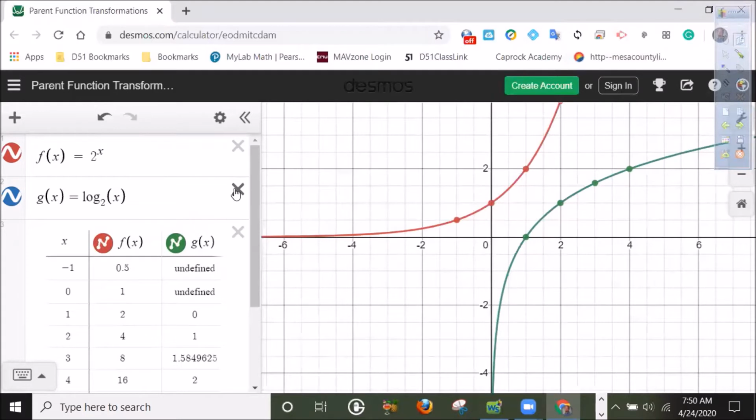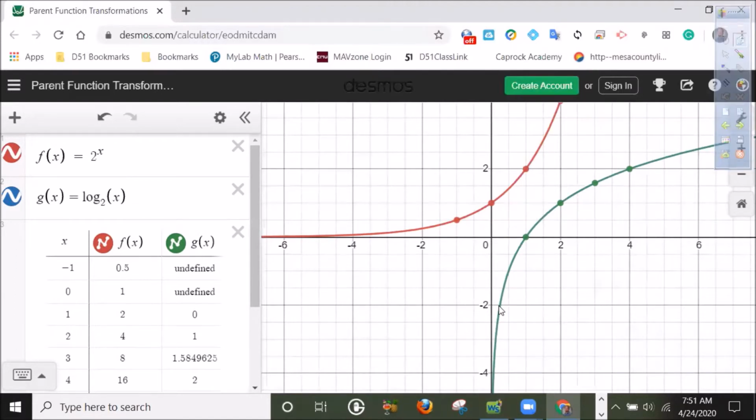In this illustration, f of x, the red graph, is an exponential function, 2 to the x. G of x, the blue graph, is a logarithmic function, specifically the log base 2 of x. That is the inverse of the exponential function 2 to the x. Notice that the graph is a reflection of the original graph over the line y equals x.